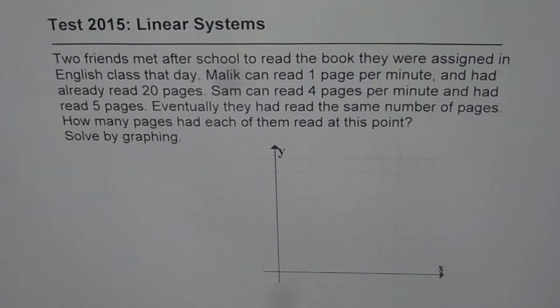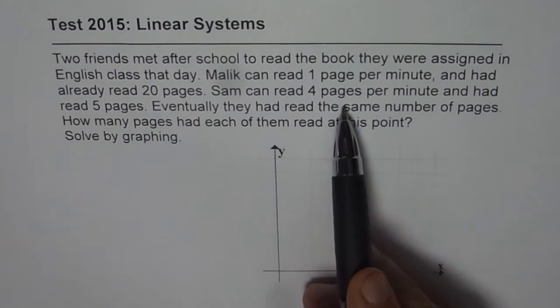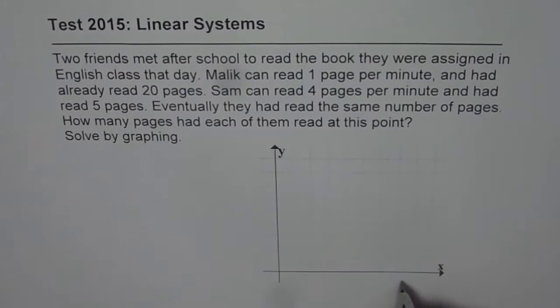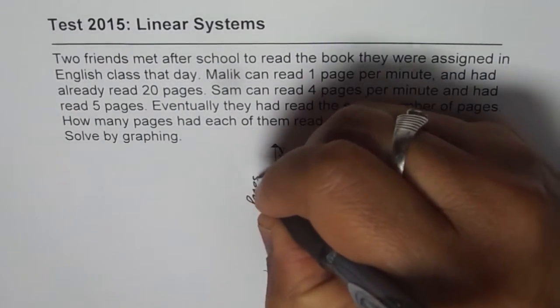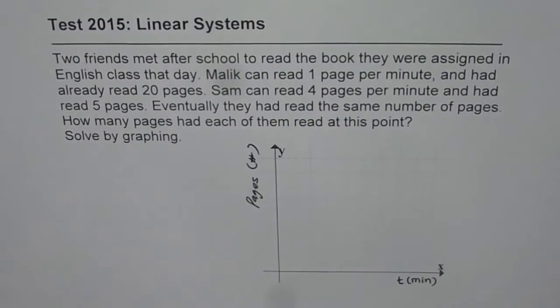Solved by graphing. What we have here is two friends reading a book, and their reading speed is given in pages per minute. When it is pages per minute, the number of pages read is dependent on time in minutes. So along the x-axis, we'll take time in minutes, and along the y-axis, we'll take pages in numbers. Now let's decide about the scale.